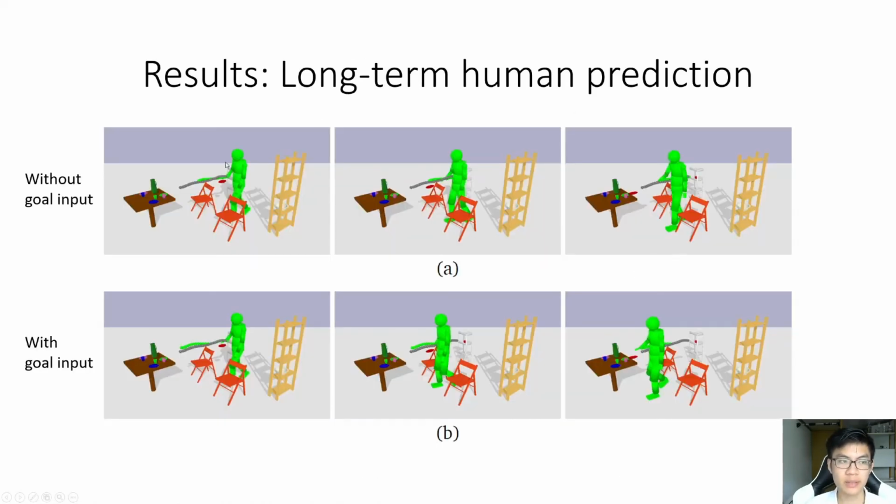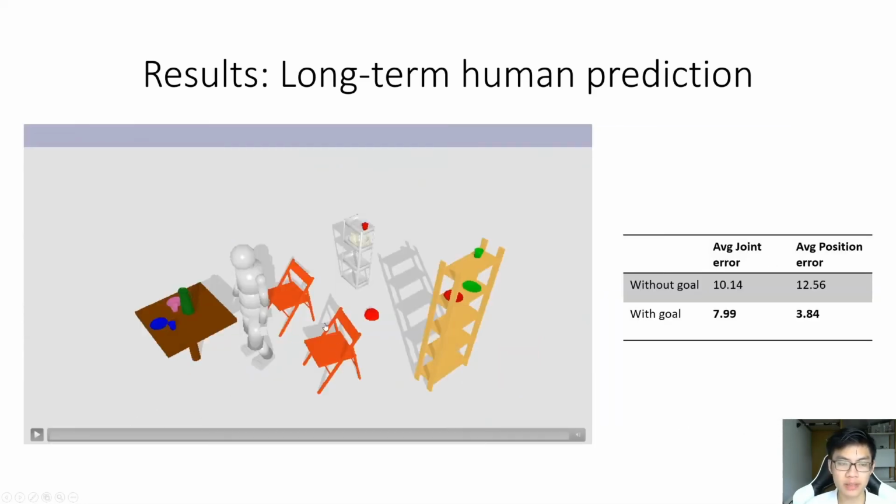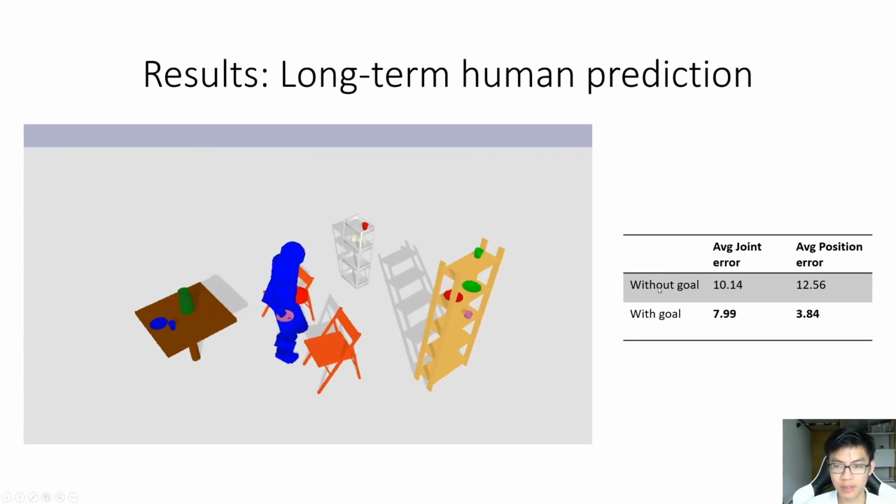So this is the result, comparing the human motion prediction with goal input and without goal input. And you can see without goal input, the human failed to reach the object, while our hierarchical method can. In the video, you can see the long-term human predictions better. The red point is the sub-goal. As can be seen, without the sub-goal, the average joint error and the position error are much higher than with the goal input.